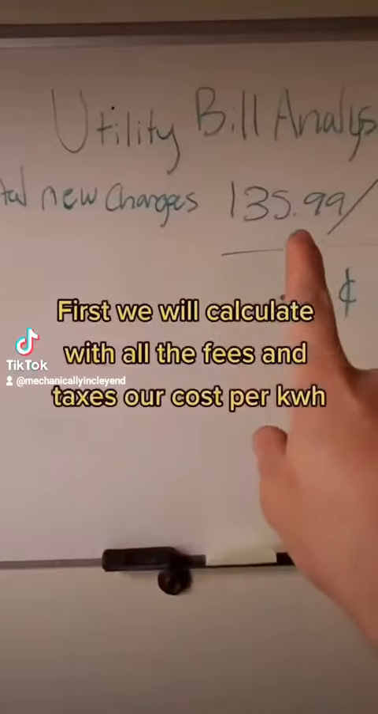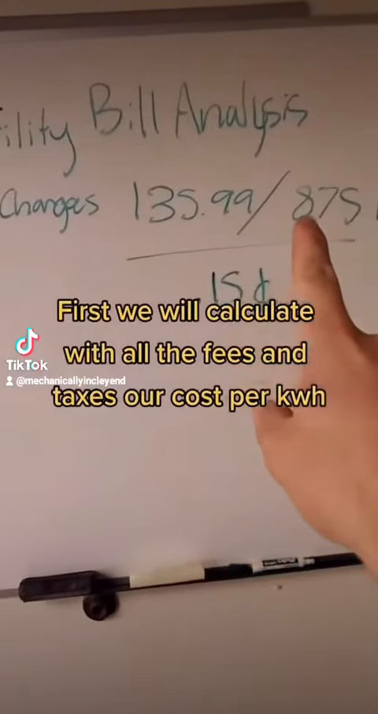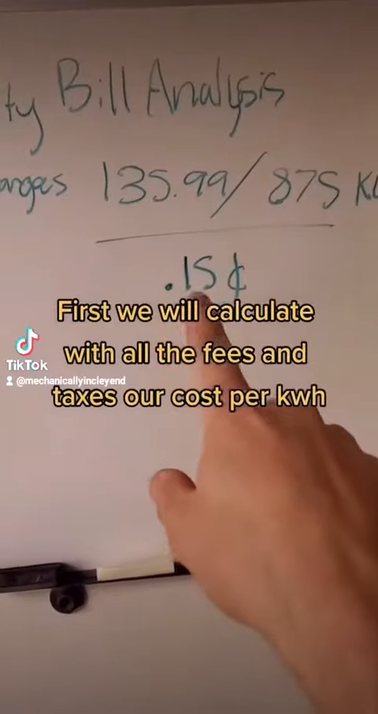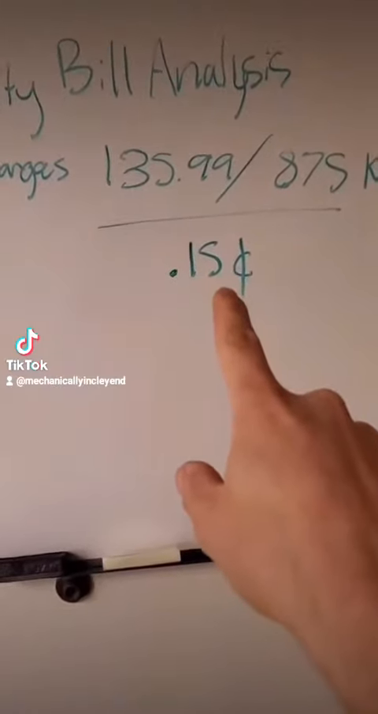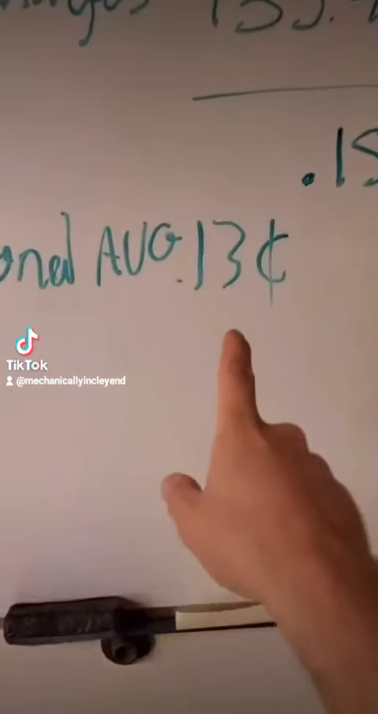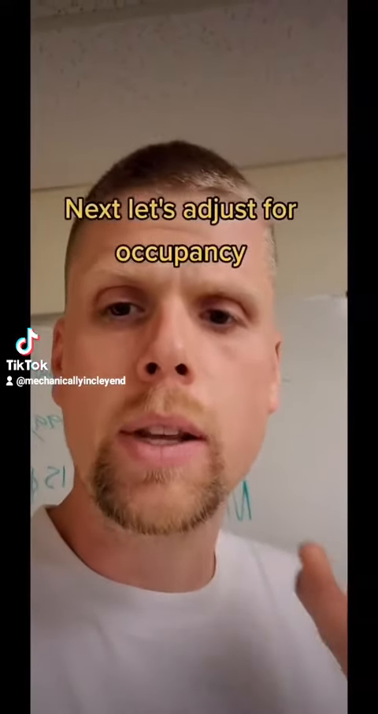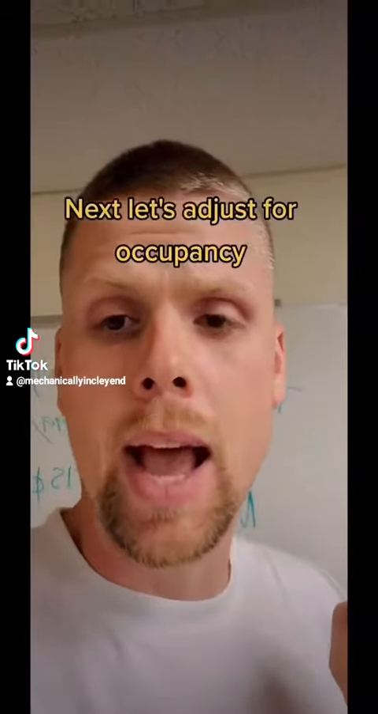So if we take our total new charges at $135.99 and we divide that by 875 kilowatt hours, we come up with about 15 cents per kilowatt hour. The national average is 13 cents a kilowatt hour. Now we know that the charges are within reason, so we want to look at the actual consumption and figure out if our consumption is too much for the amount of occupants in the house.